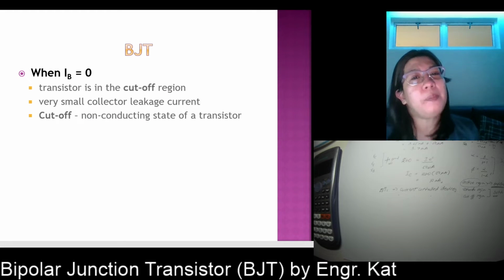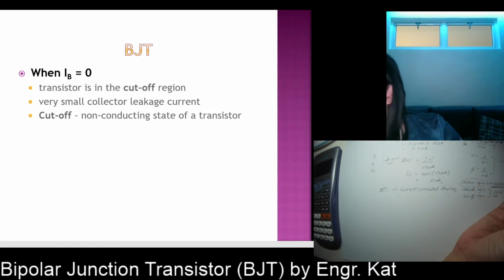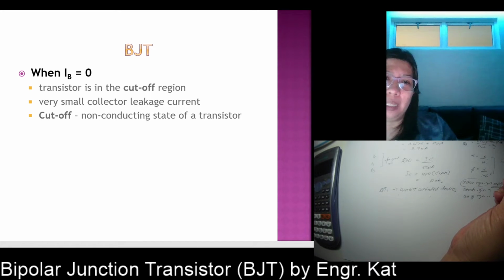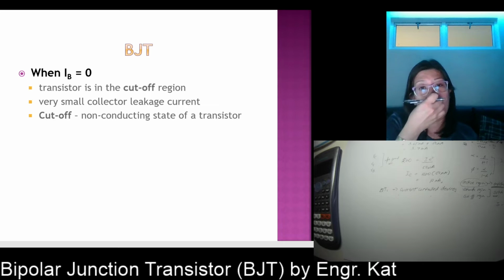So what happens when IB is equal to 0? When your IB is equal to 0, your IC is equal to 0. As simple as that. That means your transistor is operating at the cutoff region. So what do we mean by cutoff? At the cutoff region, your switch is now in its off state. When your current is equal to 0, that means you have an open circuit, and when you have an open circuit, that is equivalent to an off state.